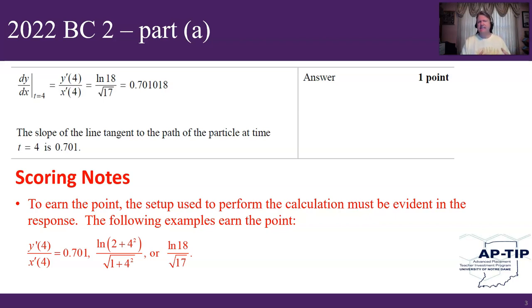But if a student didn't declare the y prime and the x prime, went straight to a non-simplified quotient, like the natural log of 2 plus 4 squared over the square root of 1 plus 4 squared, that would be enough to earn that single point. Or a slightly simplified version, natural log of 18 over square root of 17, would be enough to show that quotient that would inevitably lead to our decimal approximation of 0.701. So any of those three things is perfectly acceptable.